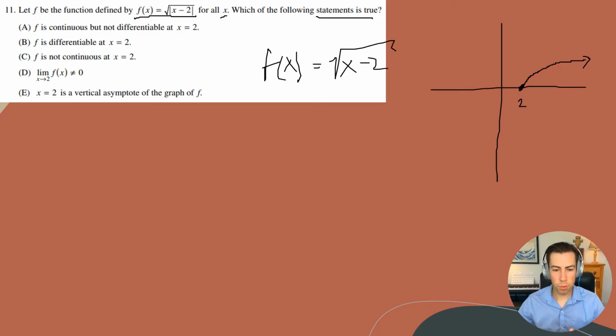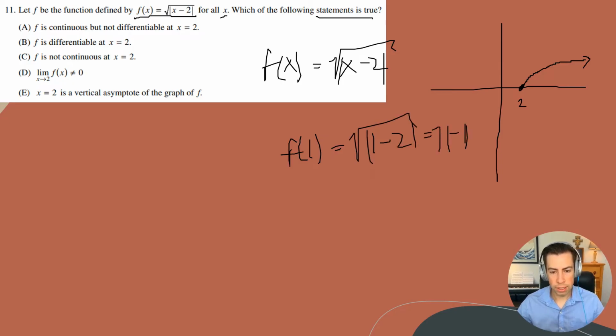Now the question is, what happens when we add the absolute value sign? Whenever we add the absolute value sign, we get rid of all those negative values. So if I have f of 1, I will have the absolute value of the square root of 1 minus 2, which is negative 1, but the absolute value of negative 1 is just 1. Therefore, we're actually going to get a reflection about this point here. So it'll look something like that.